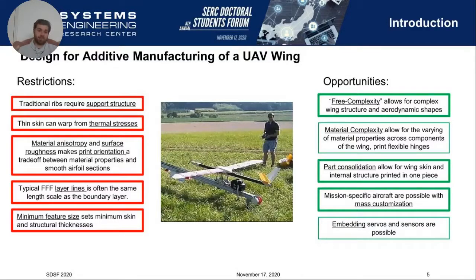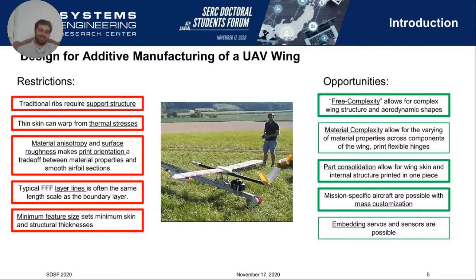Some things on the restriction side that I really need to focus on is making sure that any sort of rib or internal structure doesn't require any support structure from 3D printing, because it'll be difficult to get that out from the internals of the wing. Making sure my skin doesn't warp. I typically like to have thin walls on my wing, so ABS tends to warp way too much. Typically PLA is where you've got to be. Material anisotropy: a lot of times you print the wing to have good curves, but at the expense of the structural properties of the wing. Layer lines that come from 3D printing are often of a scale that will affect the boundary layer.